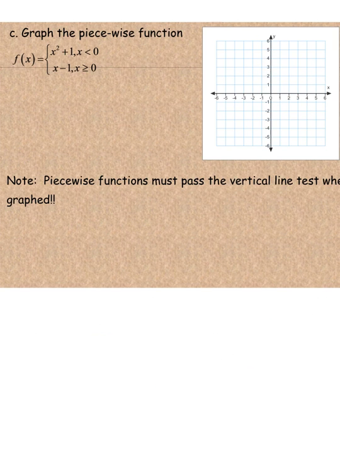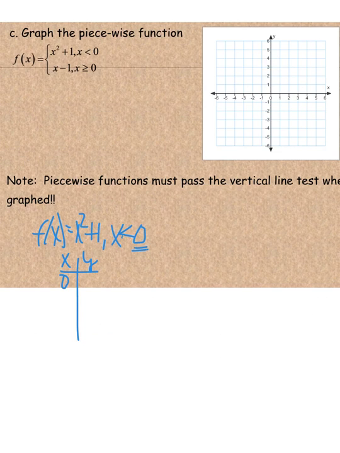Here we want to graph the piecewise function that's given, f of x equals x squared plus 1, where x is less than 0, and x minus 1, where x is greater than or equal to 0. So we'll take our first equation, f of x equals x squared plus 1, where x is less than 0. We'll make our table. We always want to use the value that's given to start with. So 0 is our first value.